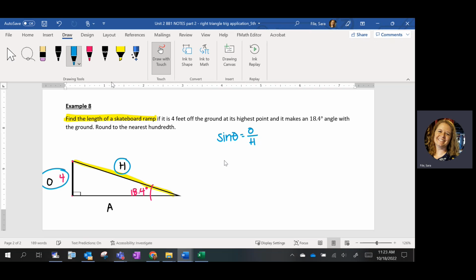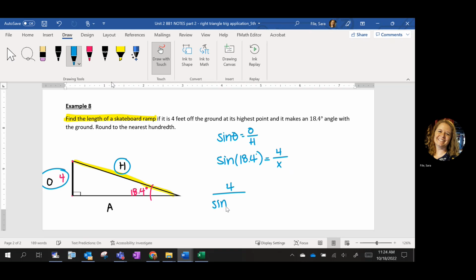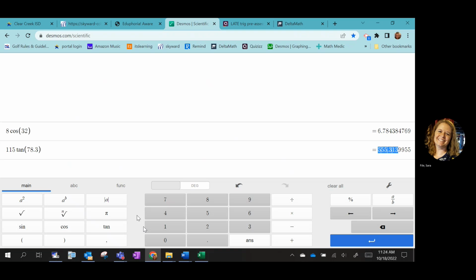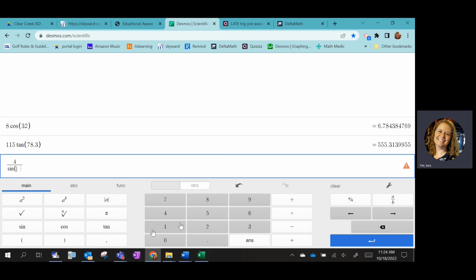So this time I do know the angle again. 18.4. The opposite is 4. This time I don't know the hypotenuse, so that's the denominator. What did we say we're going to do when the denominator is missing? Yeah, these just switch. You divide. So it's 4 divided by sine of 18.4. I go to my calculator. 4 divided by sine of 18.4.